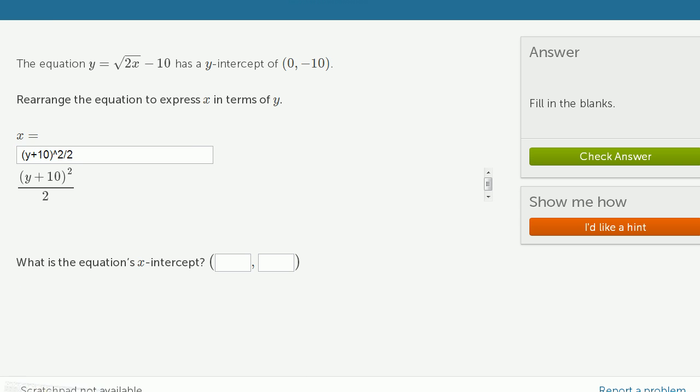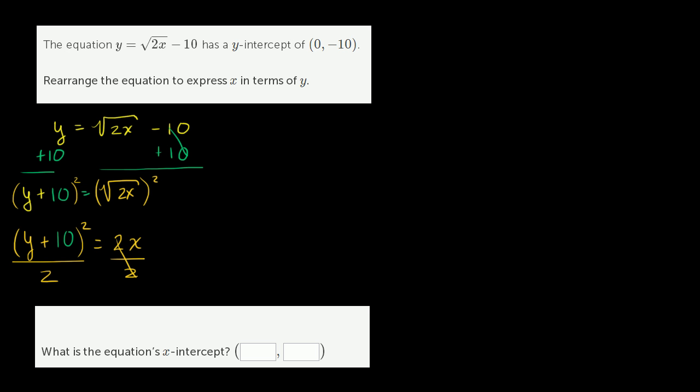So let's just remind ourselves what's going on here. This equation could describe a curve that looks something like this. If that's my y-axis, this is my x-axis, and the curve might look something like that. So we already figured out its y-intercept. Its y-intercept is where it intersects the y-axis, and we already figured out that's when x is equal to 0, y is equal to negative 10.